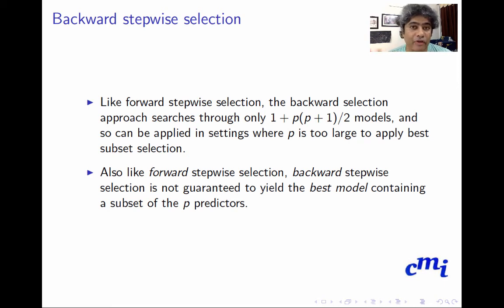I have not seen any result so far which gives us a guarantee, even a probabilistic guarantee, that it will contain the best model with a certain probability. I have not seen any such result, but the literature is huge, so some kind of results might exist.